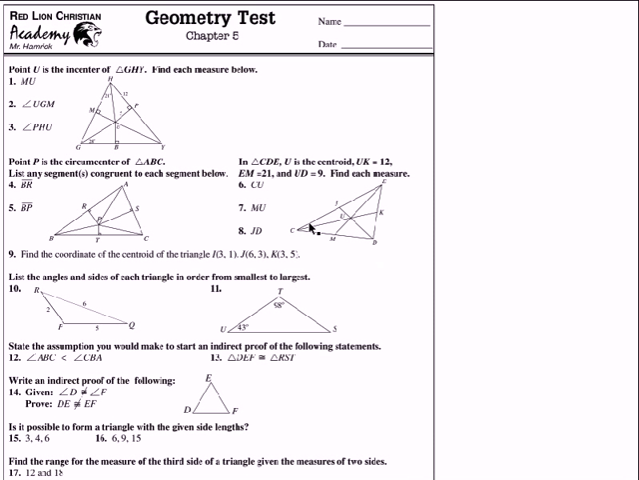Alright, let's take a look at the Chapter 5 test and see if we remember how to do any of these. Let's start with the first three. It says point U is the incenter. Well, we have to know something about the incenter. Here's the incenter right here.